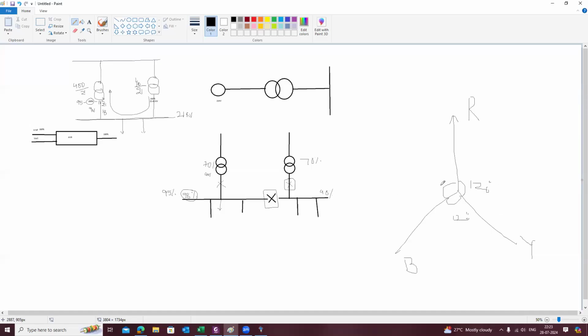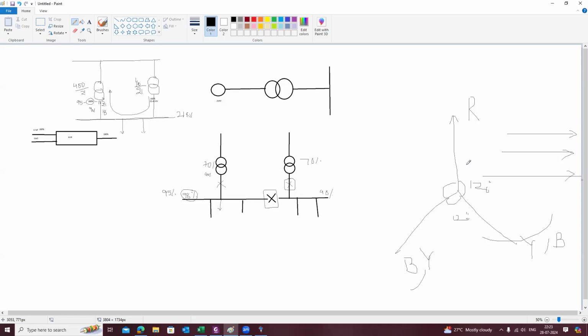The component of the current which maintains the same phase angular difference and phase direction as the balanced currents is called the positive sequence current. The component which maintains the opposite sequence, where here it will be B and here it will be Y, is called the negative sequence component. And the components which are almost in phase with each other are the zero sequence components.